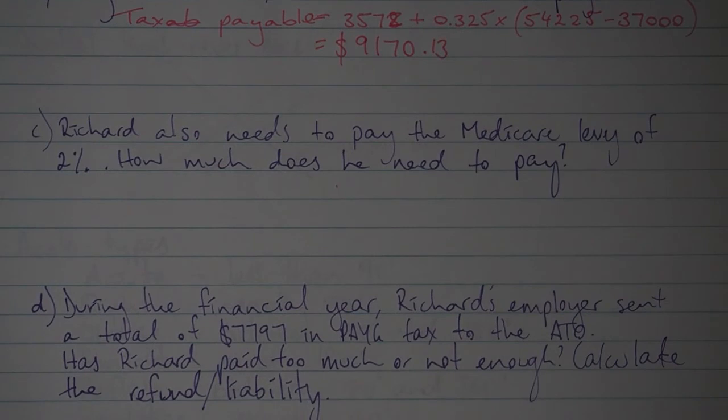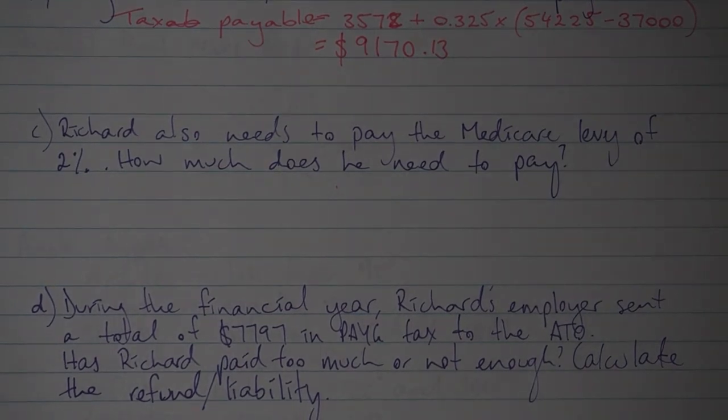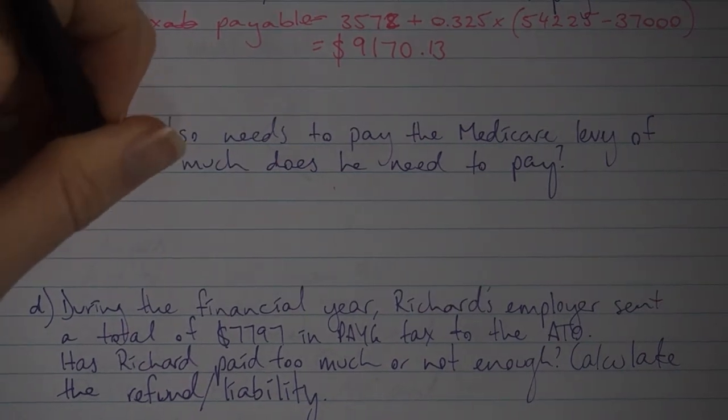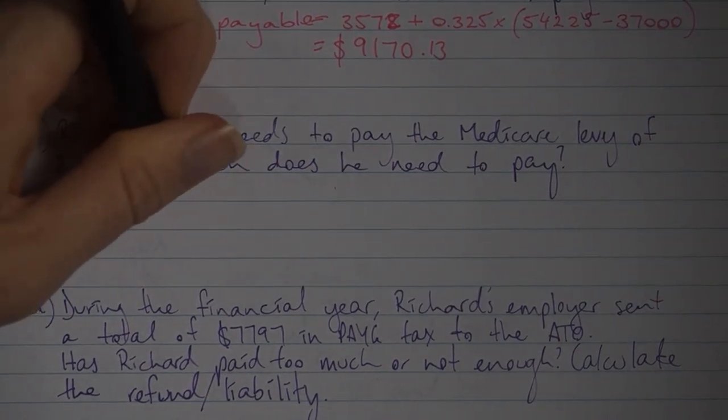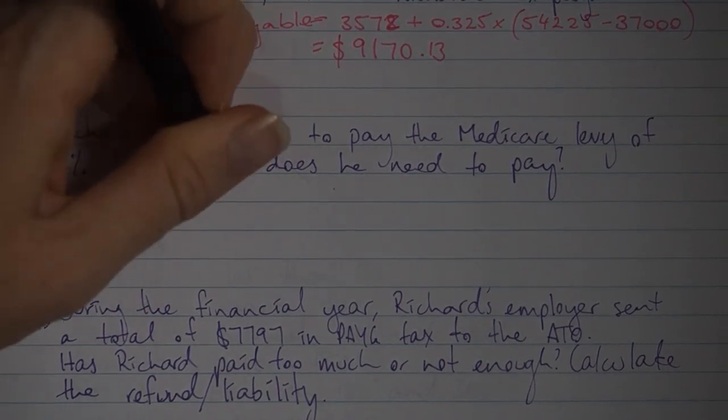So then that brings us to the next part of our question. Richard also needs to pay the Medicare levy of 2%. How much does he need to pay? So remembering, Medicare levy is calculated on taxable income. So it's going to be 2% of 54,225.